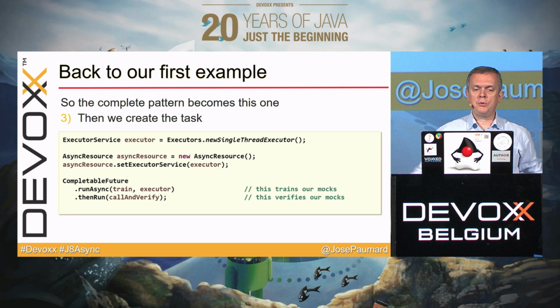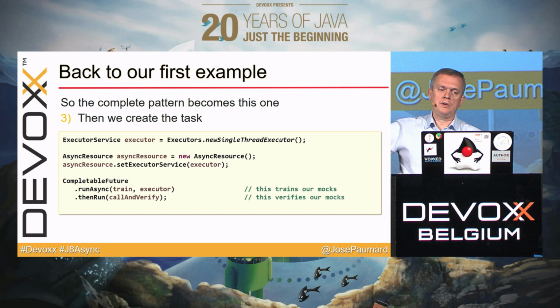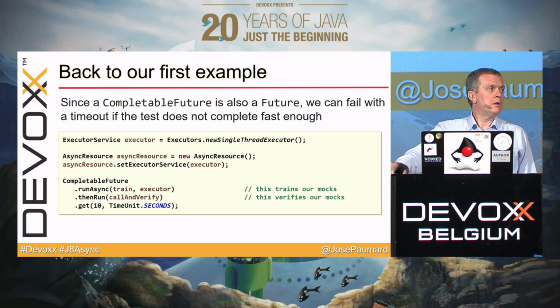And if I want to be absolutely sure that my test will run properly, because all this, of course, runs asynchronously in another thread, just, for instance, call the get with timeout method here to be sure that after 10 seconds, if this test has not run, it will generate an exception.